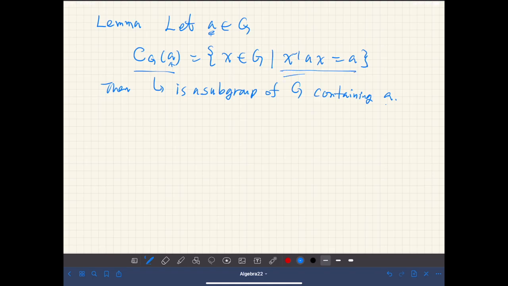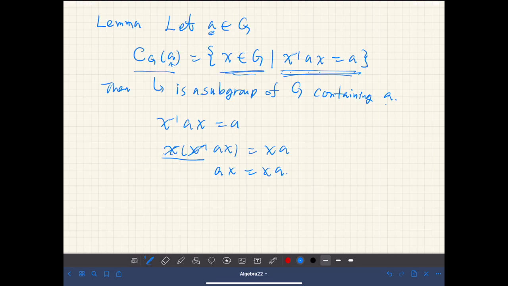So what does this mean? x inverse A x is equal to A. So if we multiply both sides of this equation by x from the left, then we have x x inverse A x equals x A. So this part will cancel, and we have A x is equal to x A. In other words, this means all elements of G that commute with A. So this is what defines this set C_G(A).